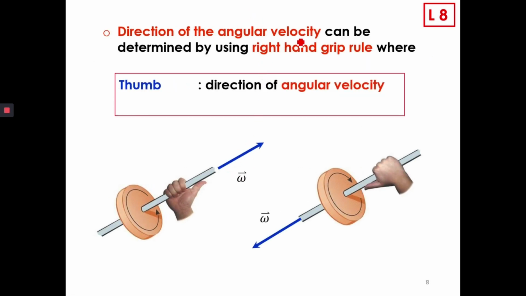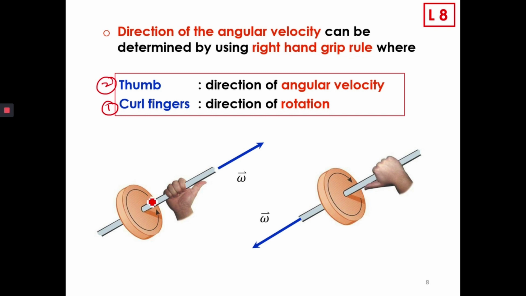Direction of angular velocity. How to determine the direction of angular velocity? We can determine it using the right hand grip rule. First, you curl your fingers in the direction of the rotation. Then your thumb is the direction of your angular velocity.